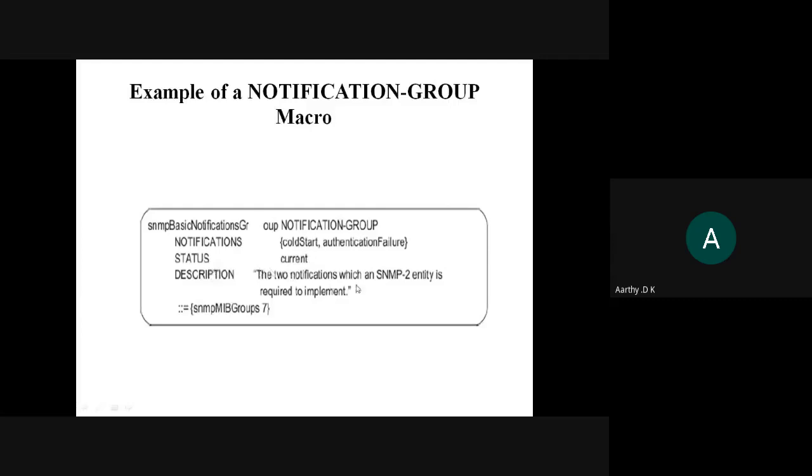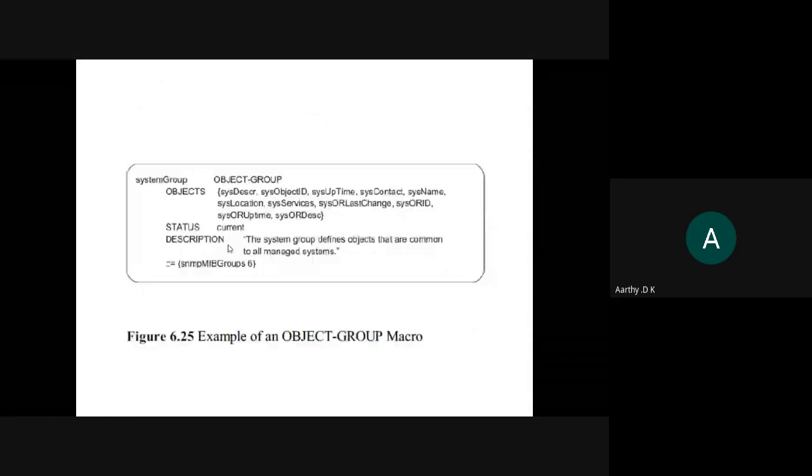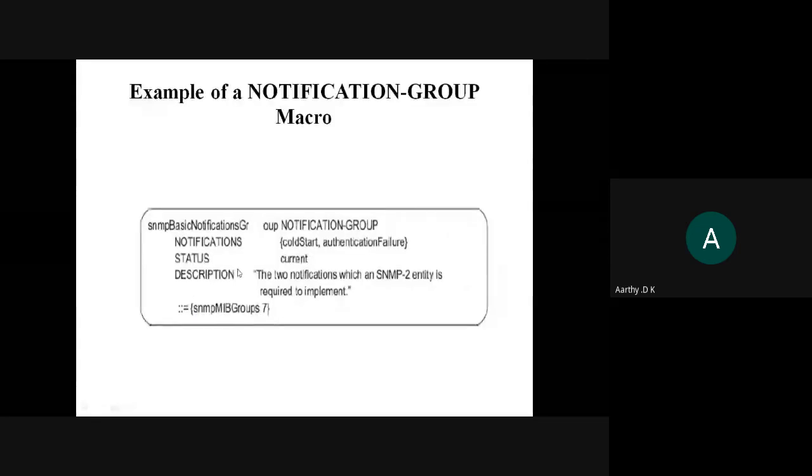The description says the two notifications which an SNMP entity is required to implement. So these are the basic notifications that every SNMP version 2 entity will execute. Its object identifier is SNMP MIB group 7. We saw SNMP MIB group 6, that is your system group. Likewise, this notification group belongs to SNMP MIB group 7. So we have different groups, and this notification belongs to group 7. This is how we group different objects and we group different notifications together.